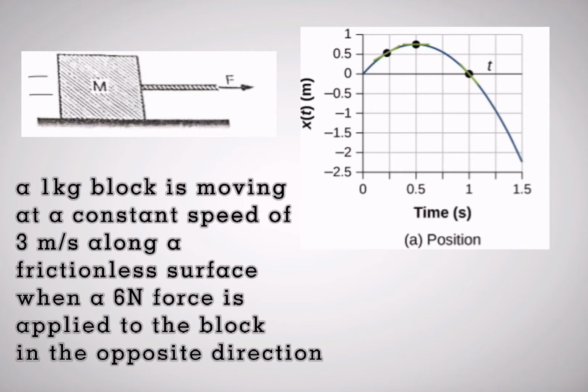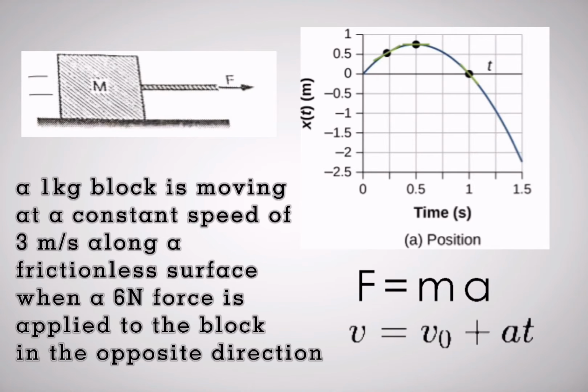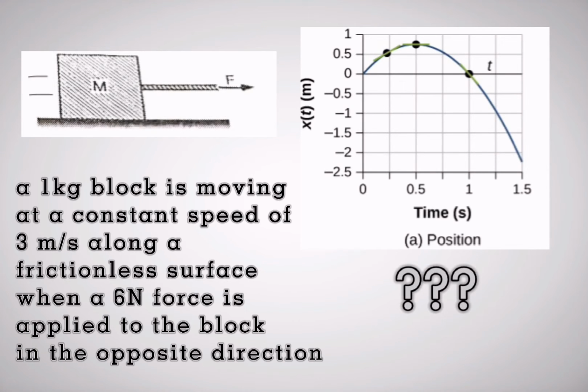The instantaneous velocity is equal to the slope on the position versus time graph. We could use Newton's second law to solve for acceleration by plugging in the force and mass. Then we could use kinematic equation number 2 and solve for velocity. But what if we didn't know the magnitude of the force? What if we didn't have any kinematic equations in the first place?